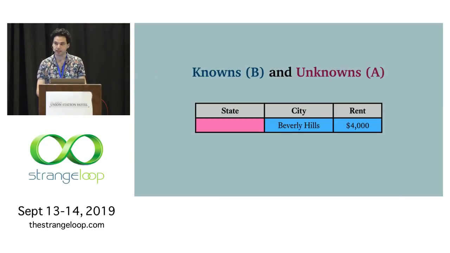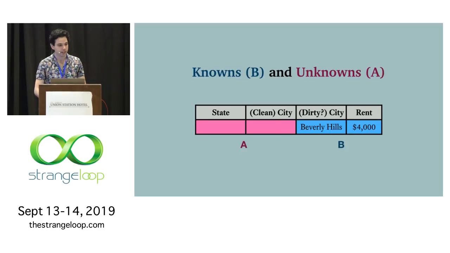So to make this concrete, let's say that we're trying to clean this row, the Beverly Hills $4,000 row. What are our knowns and unknowns? Well, it might seem that our knowns are the city and the rent, and our unknown is the state because it's empty. But remember that we're not assuming that the user typed the city correctly. For all we know, Beverly Hills could be a typo of Beaver Hills or Beverly, right? So really, we should think of this as having 2 knowns and 2 unknowns. The potentially dirty city and the rent are our observed values, and the unknowns are the state and the clean city.